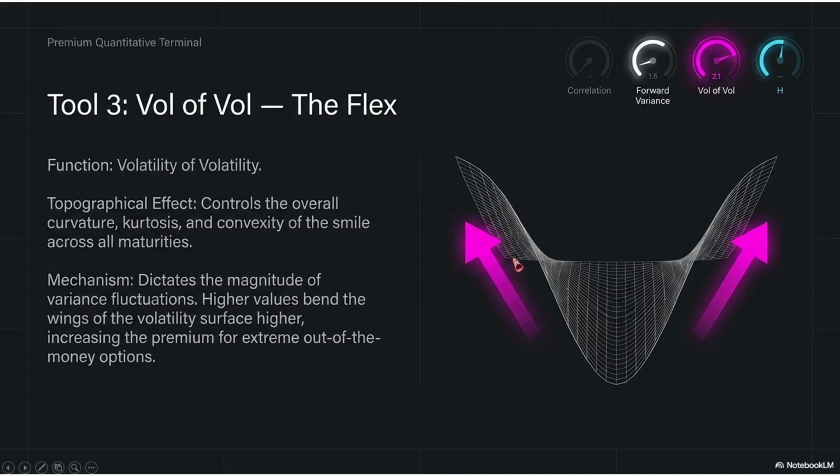For the volatility of volatility, or the flex, its function is the volatility of volatility. So this controls the overall curvature, the convexity of the smile across all maturities. Mechanically, it dictates the magnitude of variance fluctuation, so higher values bend the wings of the volatility surface higher, effectively increasing the premium for extreme out-of-the-money options.